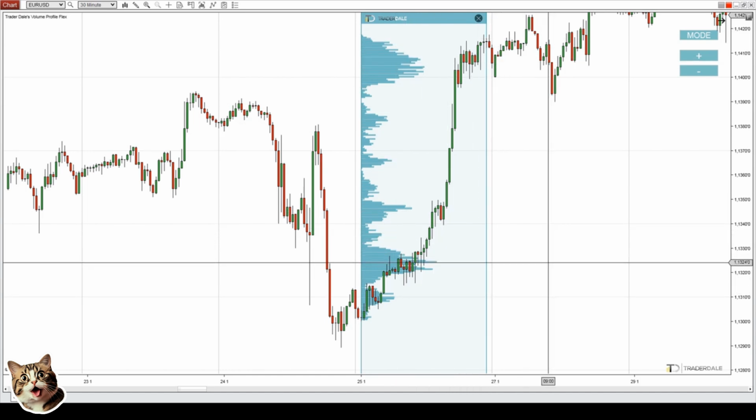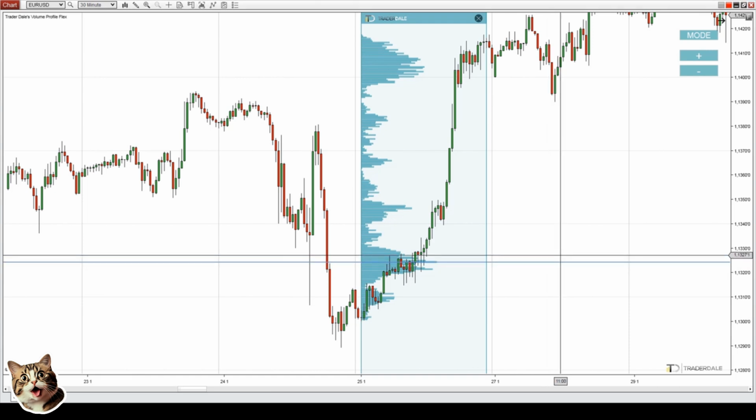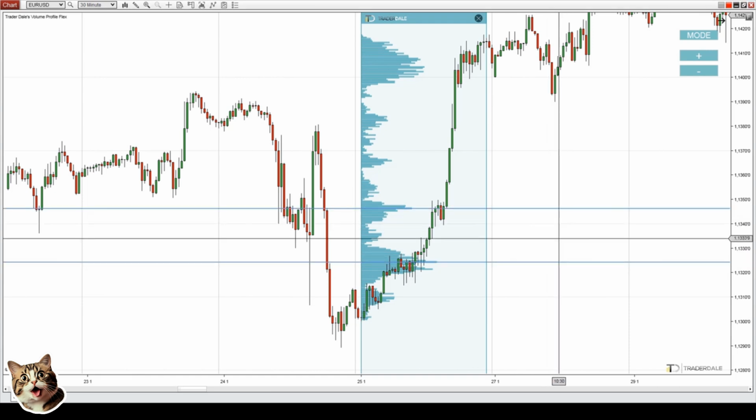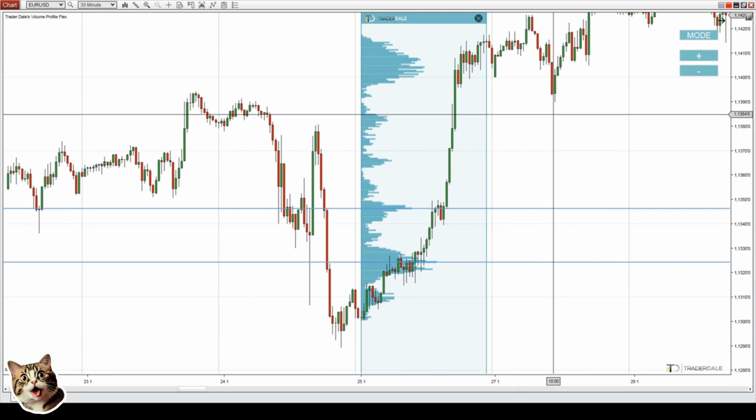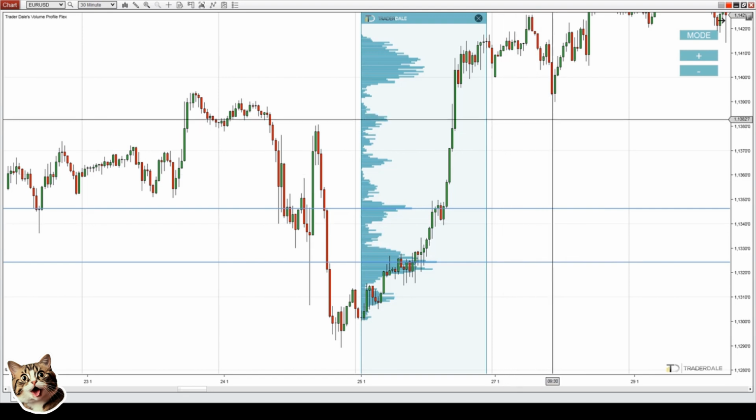Let's start from bottom. The first one will be in here. The second one will be in here. Now another one would be in here. This is the place where the volumes were the heaviest. And under normal circumstances, I probably wouldn't trade this volume cluster because the price didn't really stop there, only for a little while, but then it moved upwards.